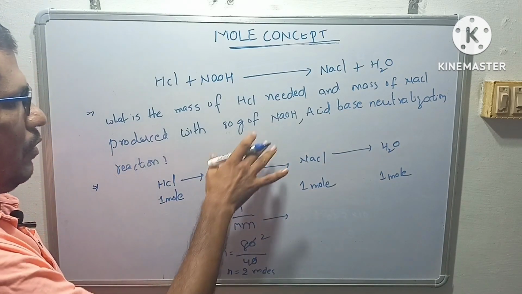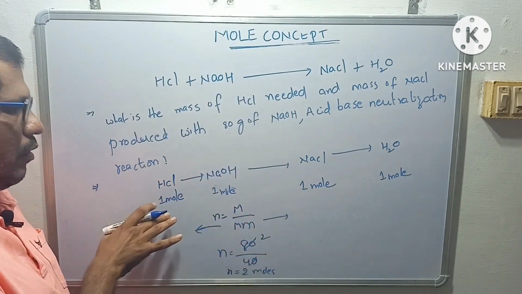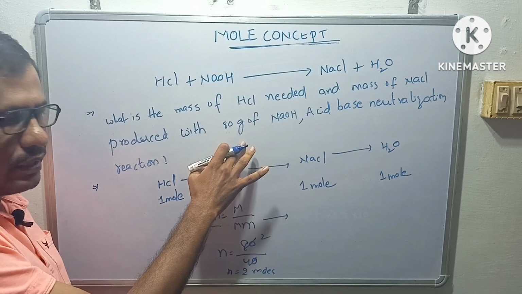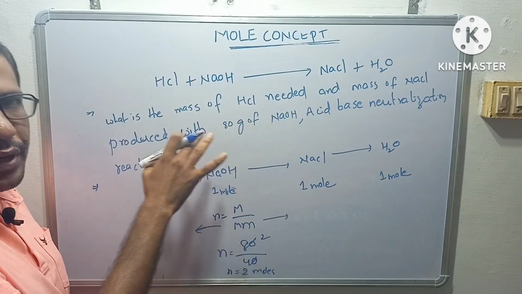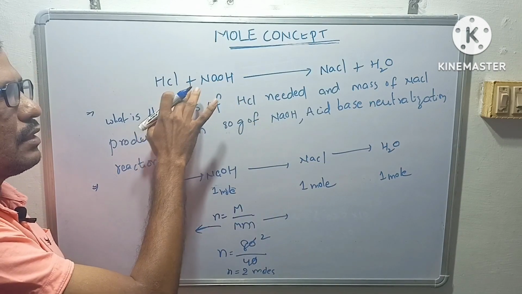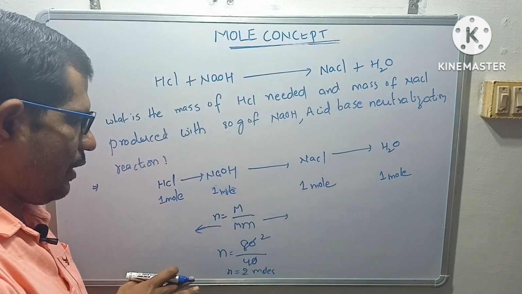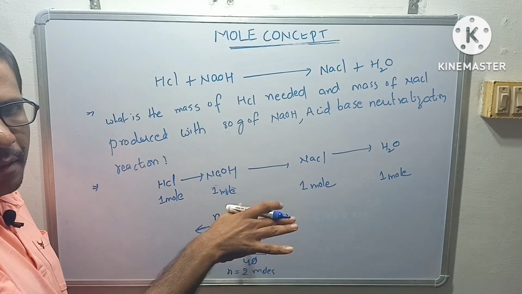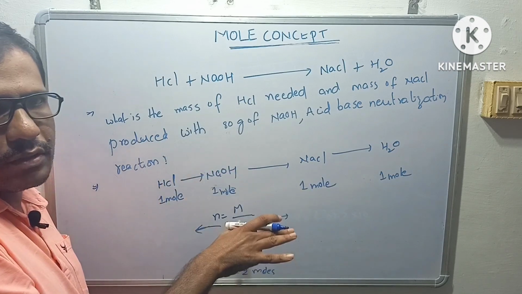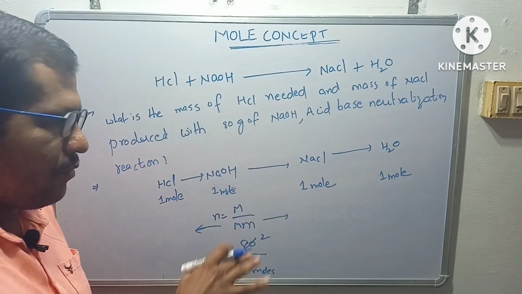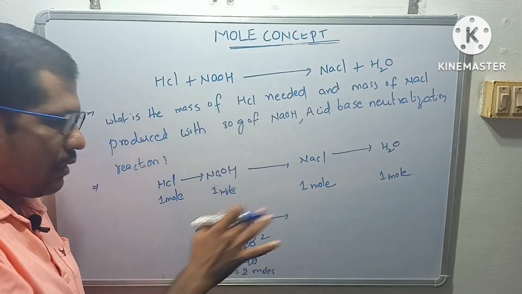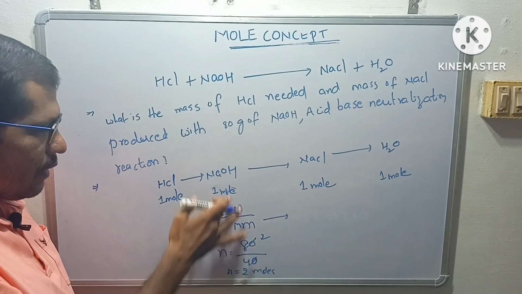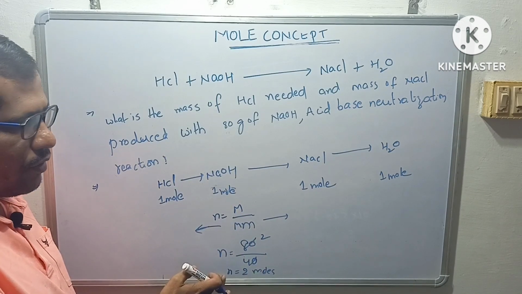I repeat, first in the question, decode, all 1 moles are coming. They have given 80 grams of NaOH. From that NaOH, we need to calculate the mass of the HCl and mass of the NaCl. So first change everything into moles and then calculate the mass. Here I know the mass of the NaOH. So if I calculate the moles of the NaOH, 2 moles is coming.